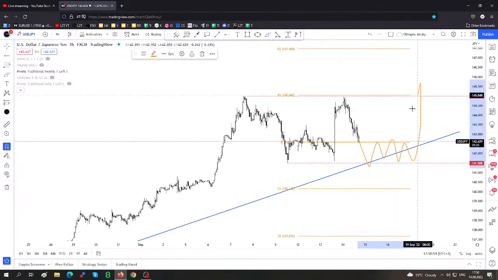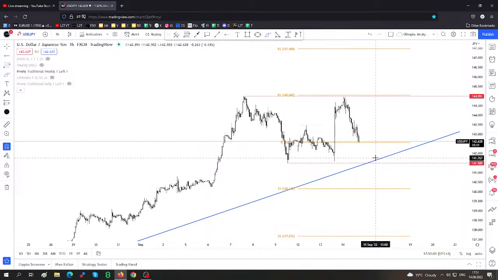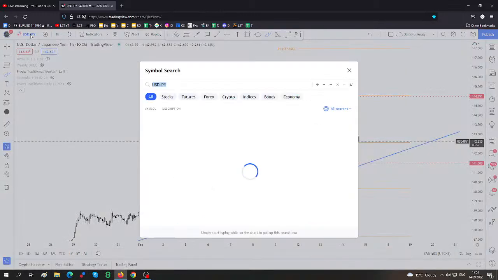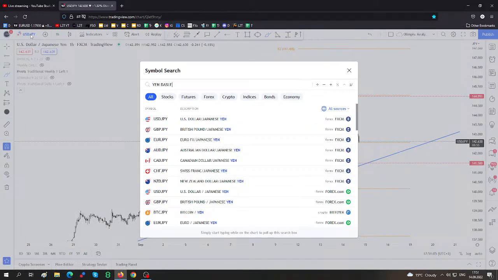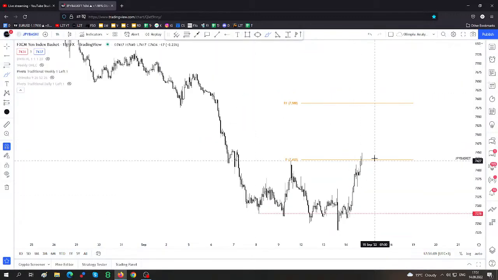Okay, test, retest, boom. I will keep an eye on this US dollar versus the Japanese yen. I don't want to sell it as long as it stays above the uptrend line. Yen basket, guys, but this could be, I don't know, maybe only a temporary rebound.